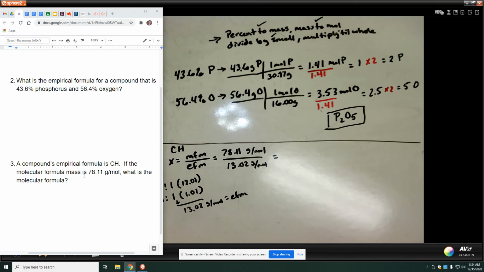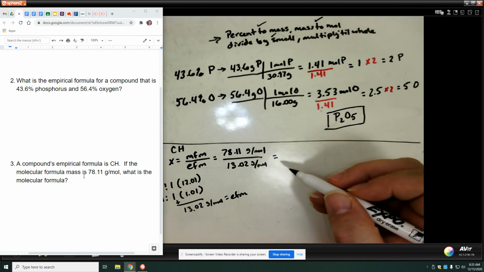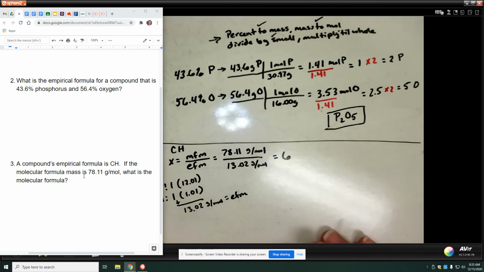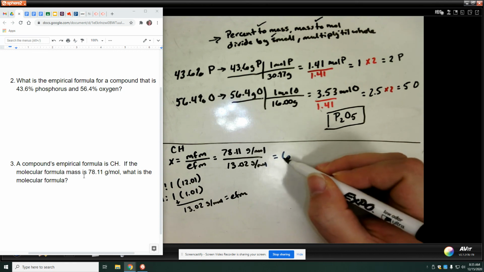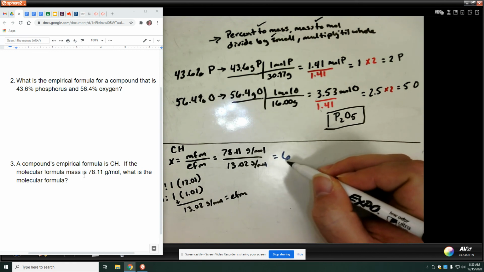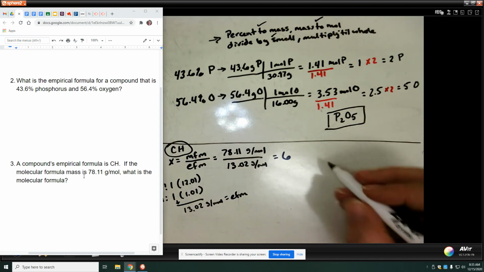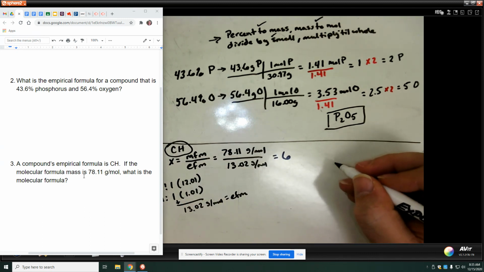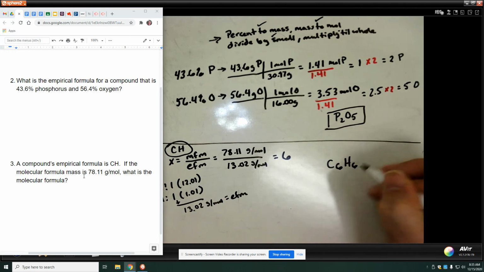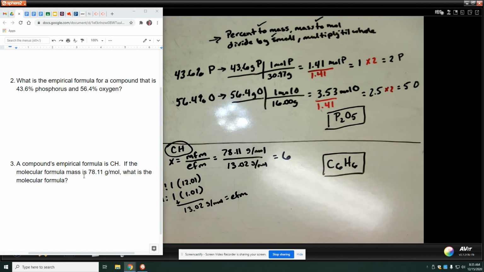And then I'm going to divide. This should give me a whole number. If not, I've done something really wrong, and I'll need to go back and recalculate. I get 5.9999, so that's 6. Now, what do I do with this number? I multiply all the subscripts of my empirical formula that was given to me in the problem by that number. My empirical formula was CH, so it's going to be C6H6. And that's the answer to that problem.